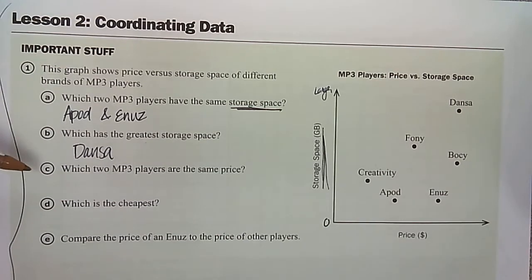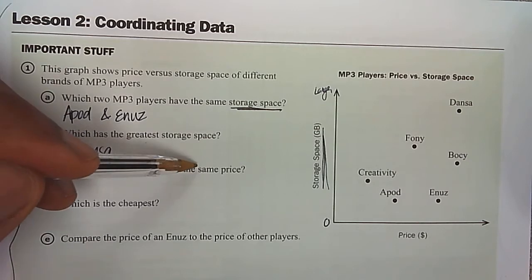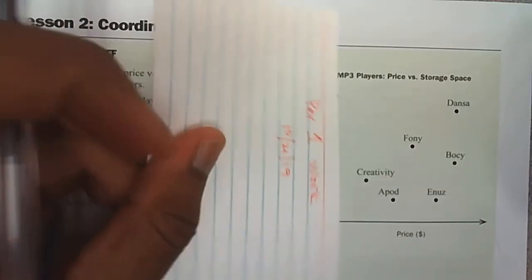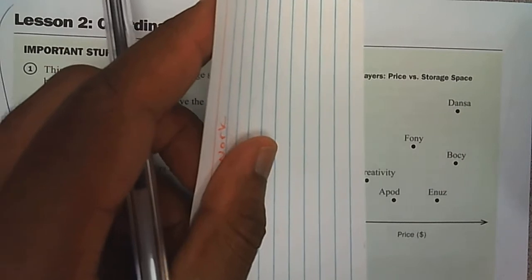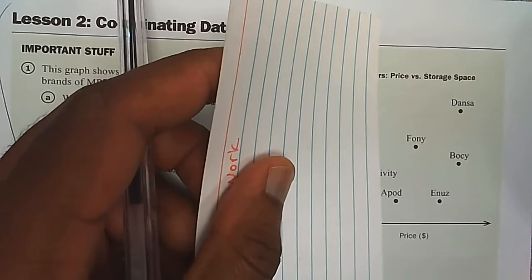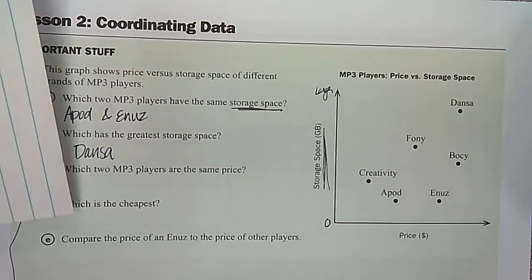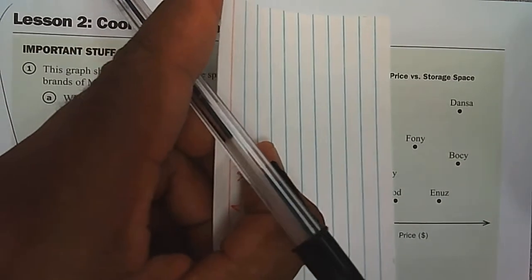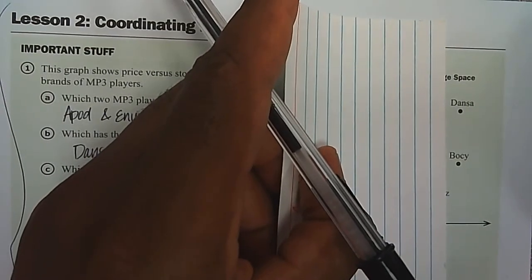Okay. C. Which two MP3 players are the same price? So that means we're on price. So price goes this way. Oh, I guess I should use my other side. Boom. So price, which one has the same price? Which two players have the same price? Oh, you gotta line it up right. Boom. Dancer and Boise.